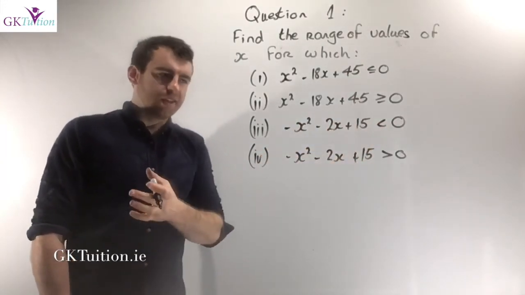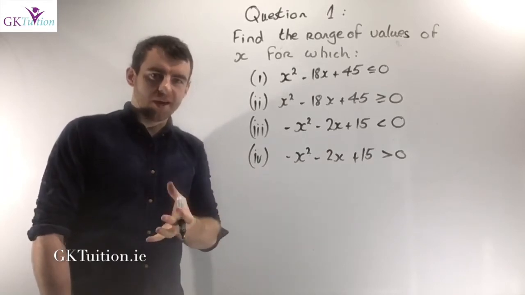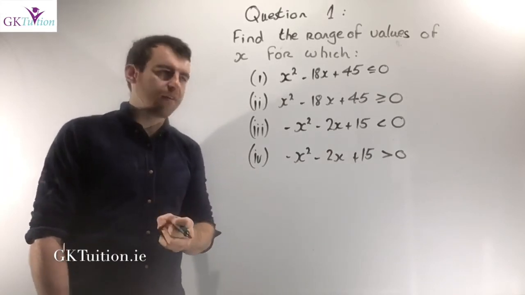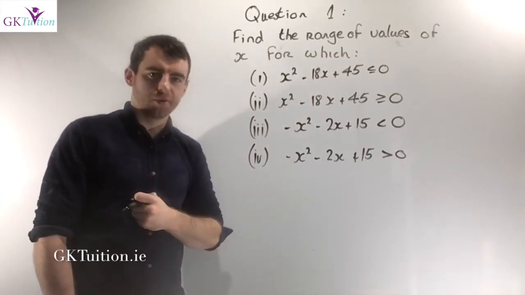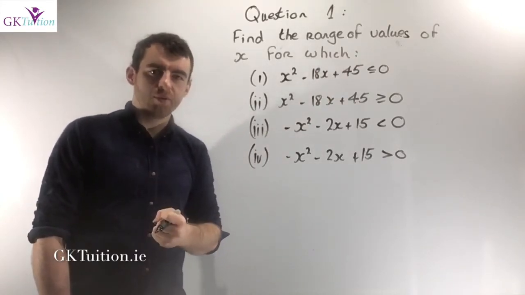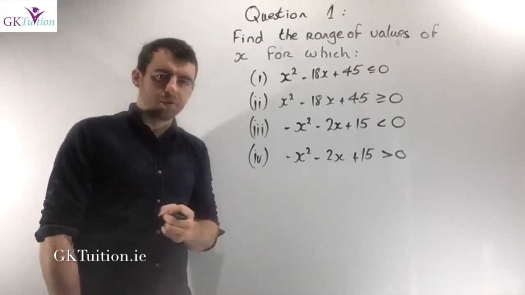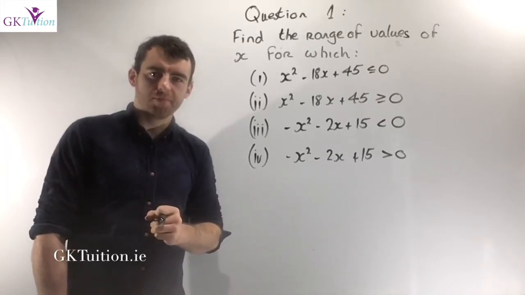So in each case, you let the quadratic equal to 0, you factorize and solve it, sketch your graph, and then look towards your inequality and identify the regions that you're looking for. So I want you to pause the video now and then come up with your own solutions and compare them to mine.